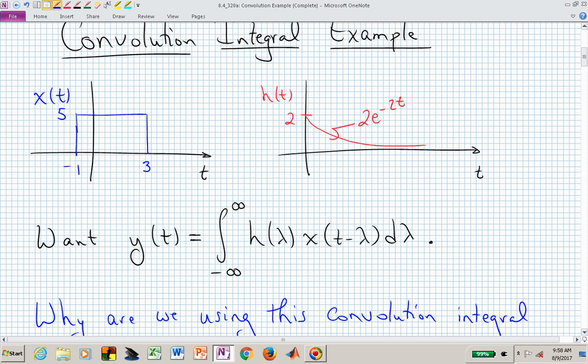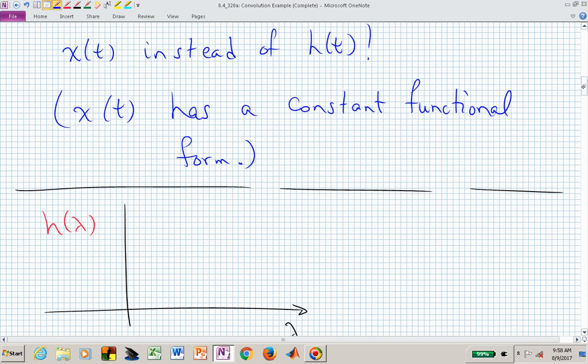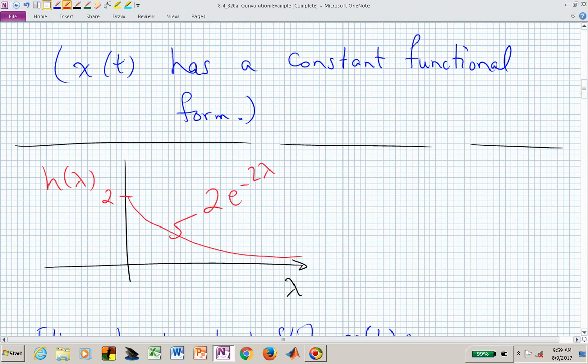And in this convolution integral expression, we want to now find h of lambda. Well, that's pretty straightforward. h of lambda is just h of t with t replaced everywhere with lambda. That was now 2, and then it trails off exponentially. This is important: we need to keep track of what the functional form of these different equations actually are. So in this case, it's 2e to the minus 2 lambda.